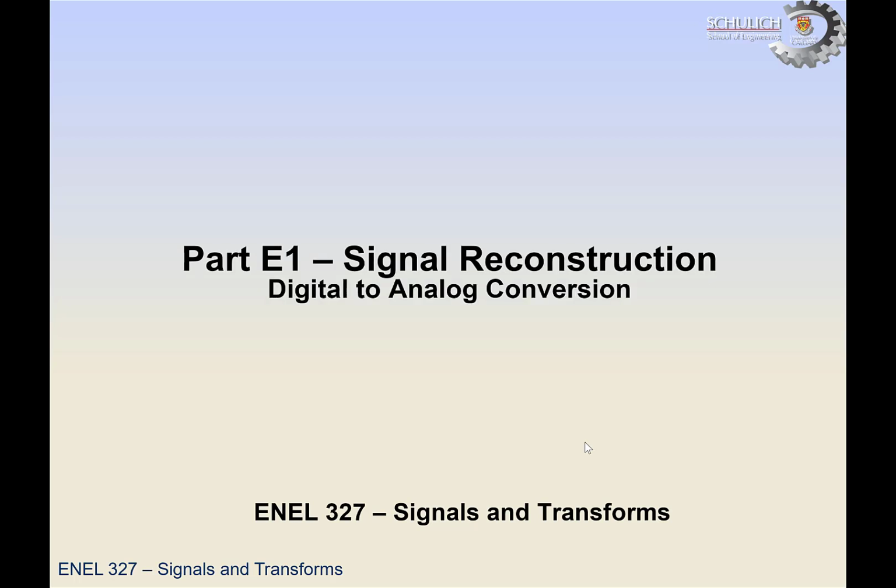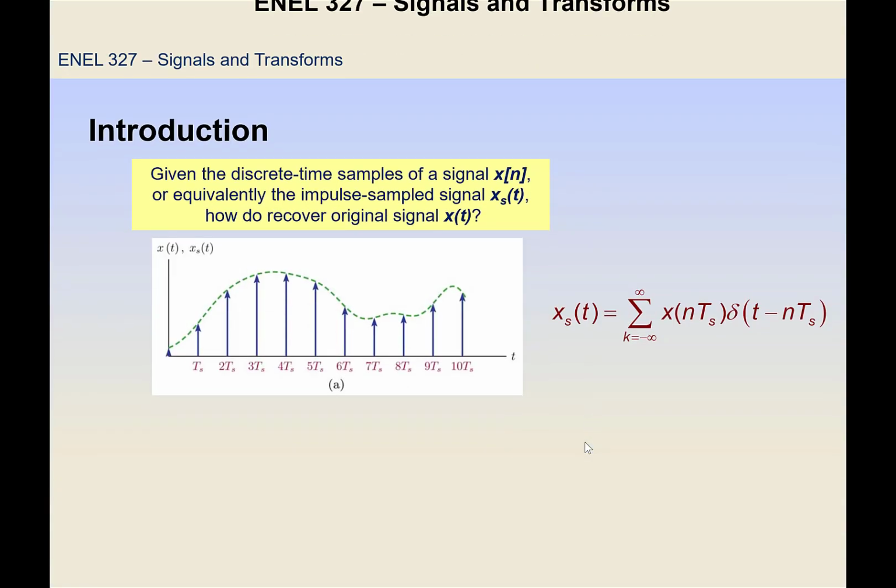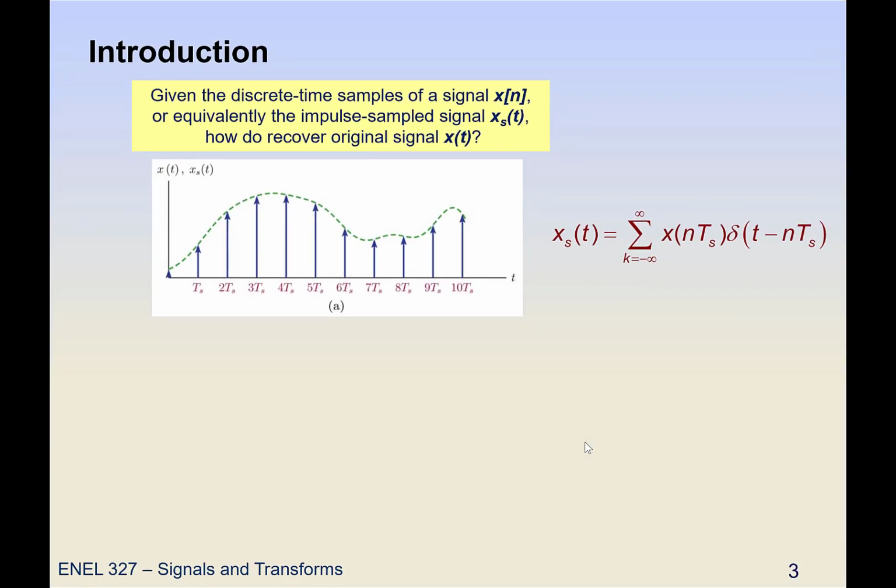So the first thing we're going to look at is digital to analog conversion. Think about, in the ideal case, that we have the discrete time samples of a signal, and we can, at least ideally, recover the impulse sampled signal from that at the output of a D-to-A converter, for instance. But how do we get that original signal x of t, in this case the green line here, from just those samples? Really, we have to find a way to fill in the gaps between these impulses. So what goes on in the space in between?